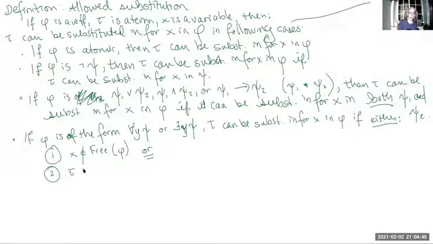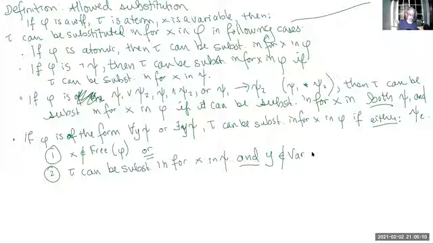case 2, tau can be substituted in for x in psi, and here's the crucial part that prevents us from illicitly binding variables that were not bound before. So if tau can be substituted in for x in psi, and y is not in any of the variables in tau.